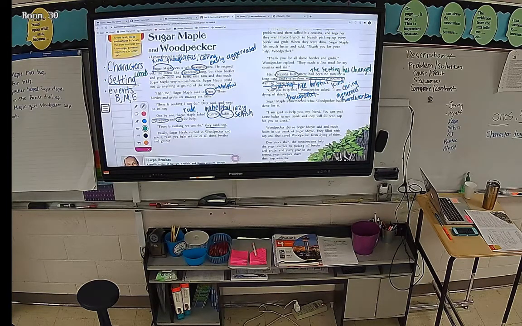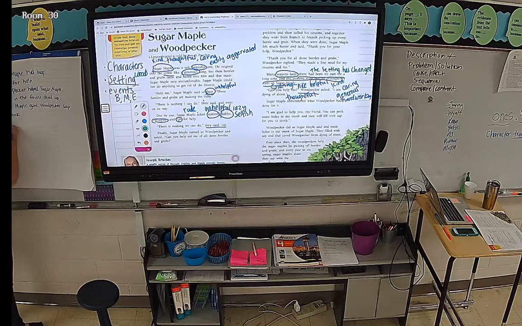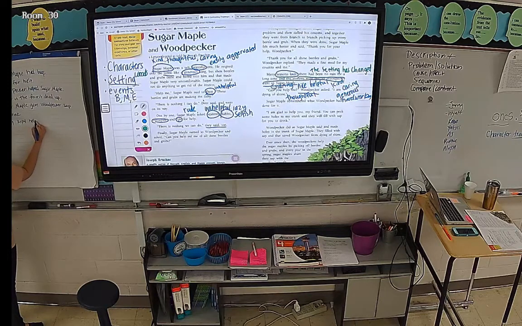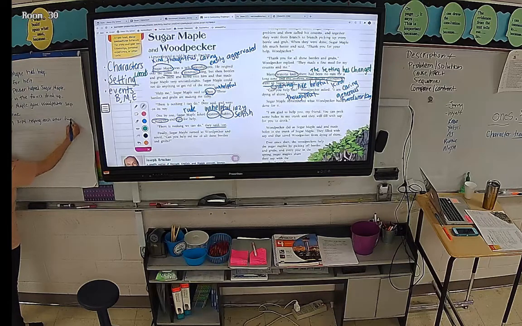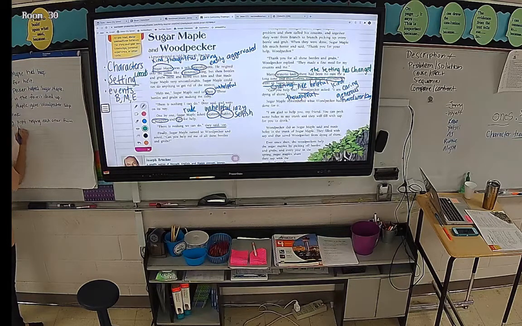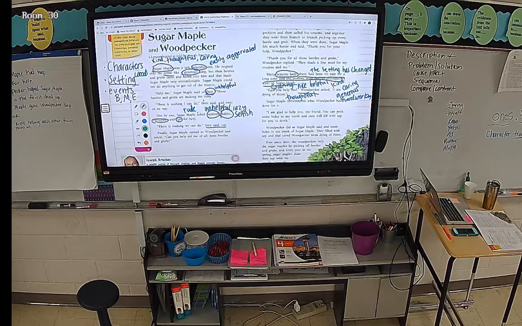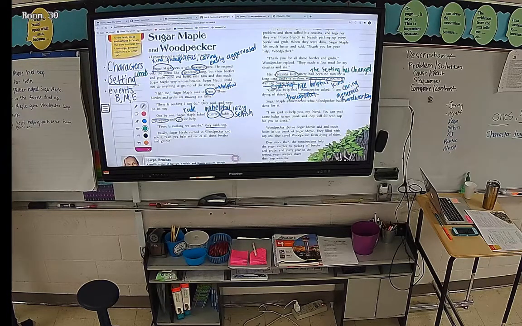Nadia? They kept helping each other over and over. They kept helping each other from that point on. I'm going to say from that point on. Okay, so in the very beginning, Sugar Maple had bugs. He asked for help, right? That's the beginning. In the middle, Woodpecker helped Sugar Maple, and then the water dried up. At the end, Sugar Maple gave Woodpecker the sap to drink, and they kept on helping each other.